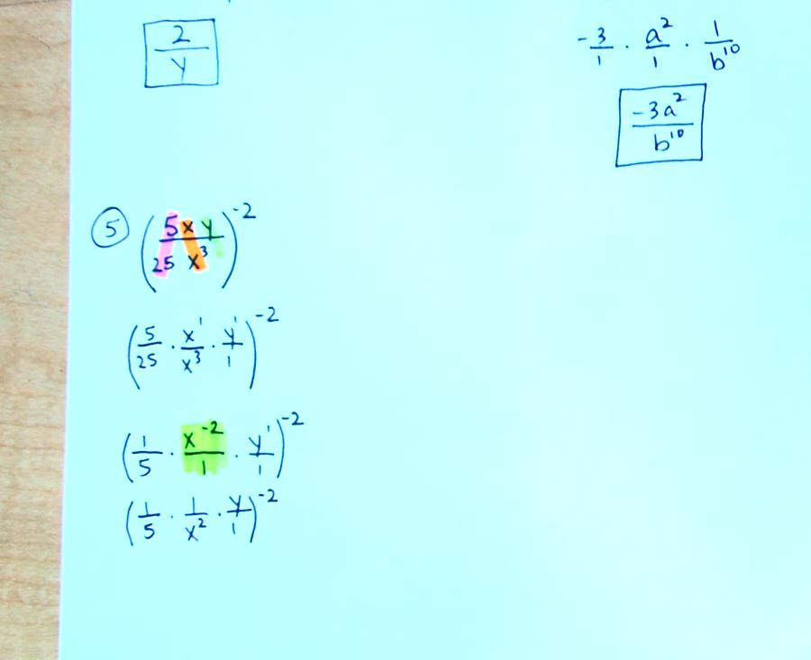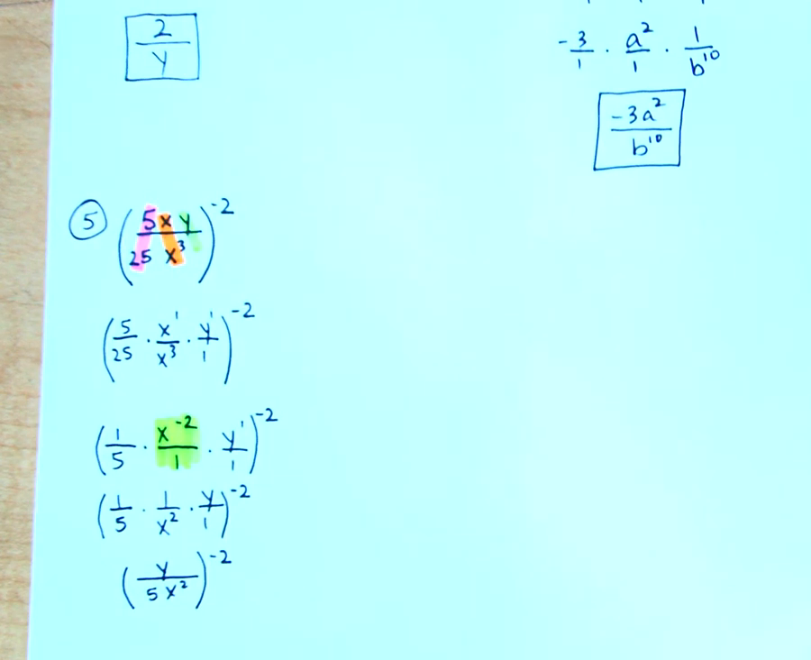And then once I've got positive exponents, one of each kind of base, I squish it back together to a single fraction. So that's y over 5x squared, right? 1 times y in the top, 5 times x squared times 1 in the bottom, over negative 2.